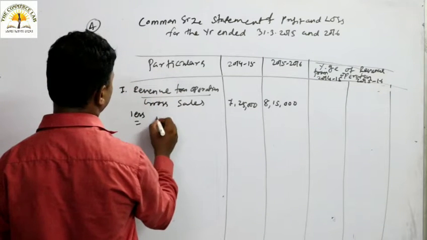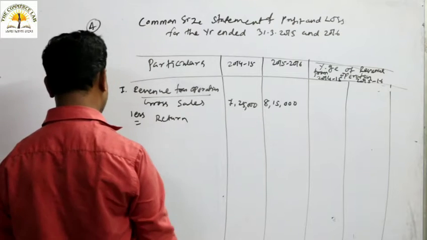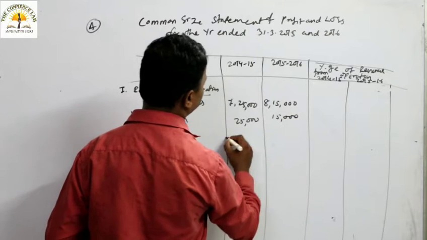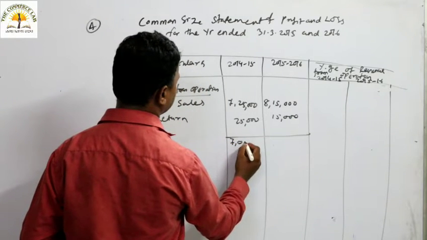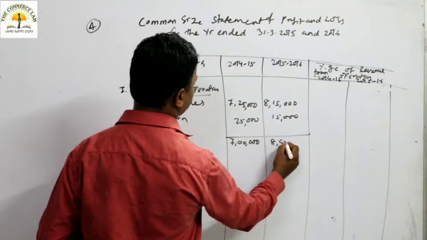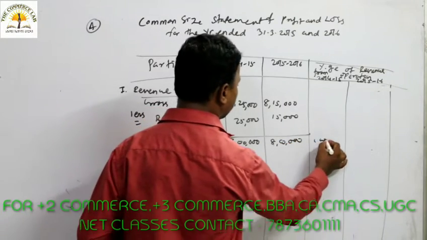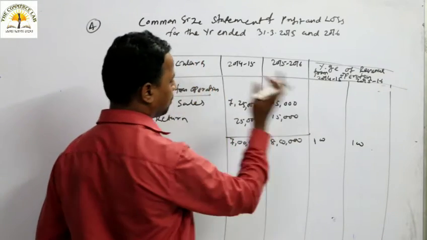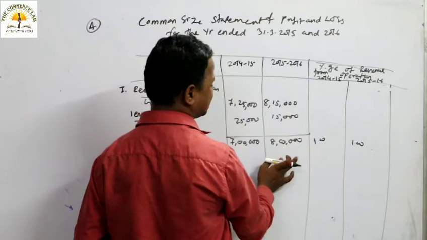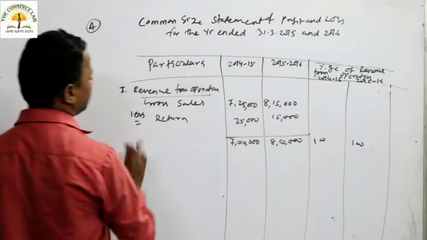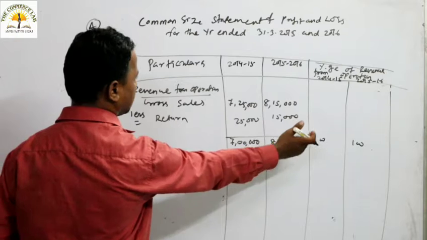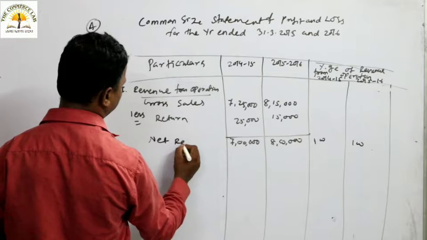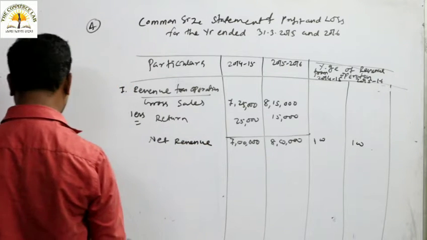How much of that gross sales was returned by the customer? 25,000 and this is 15,000. That is returned by the customer. Then ultimately what is the sales coming? It is 7 lakh, and it is 8 lakh. So here I have to write 7 lakh as 100% of sales for 2014-15, and 8 lakh as 100% of sales in the year 2015-16. So this I can write as net revenue, or net sales.